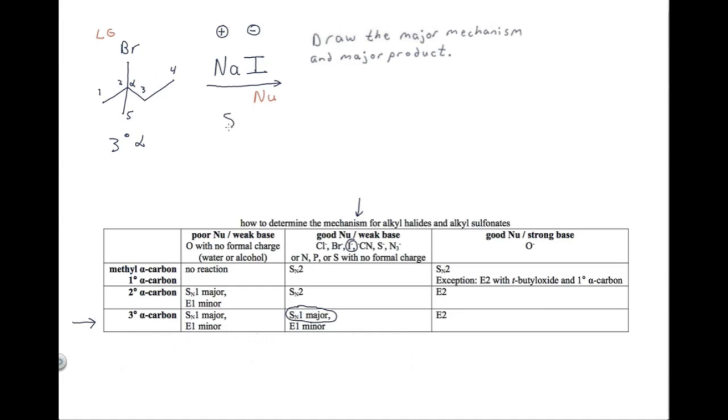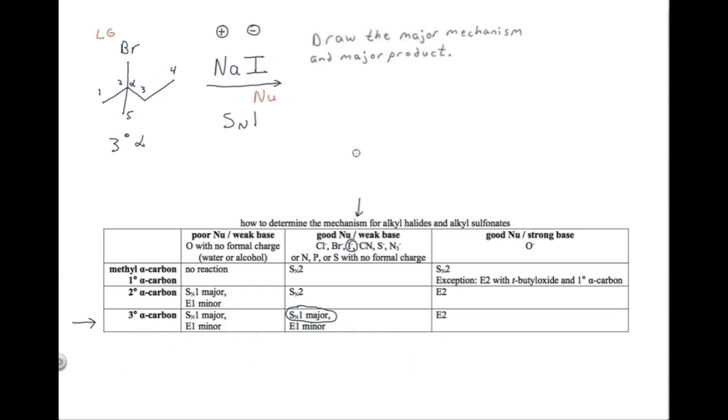Make sure you actually write down the name of the mechanism. One of the most common mistakes students make is saying that the reaction is SN1, but then accidentally drawing the mechanism for SN2. So make sure you actually write down the name of the mechanism.